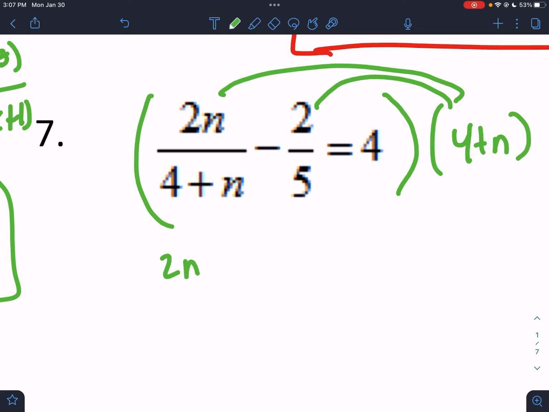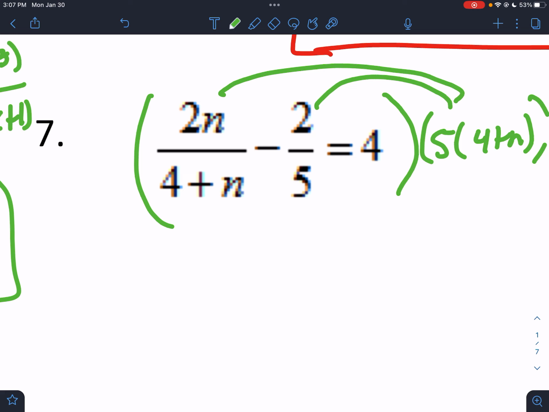I could go ahead and multiply the 5 off and just get rid of all the fractions. Yeah, I'm going to do that. So I'm going to change my mind just a smidgen. I'm actually going to multiply it by 5 times 4 plus n. And now I won't have any more fractions. So the 4 plus n's cancel out, but I still have 5 times 5. That would give me 10n.